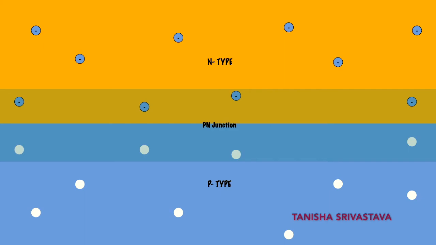Now near the joining area, free electrons from the N-type move towards the P-type to fill the empty spaces. Thus, a depletion area is created which is neutral. Due to this movement, the N-type becomes slightly positive, while the P-type becomes slightly negative.